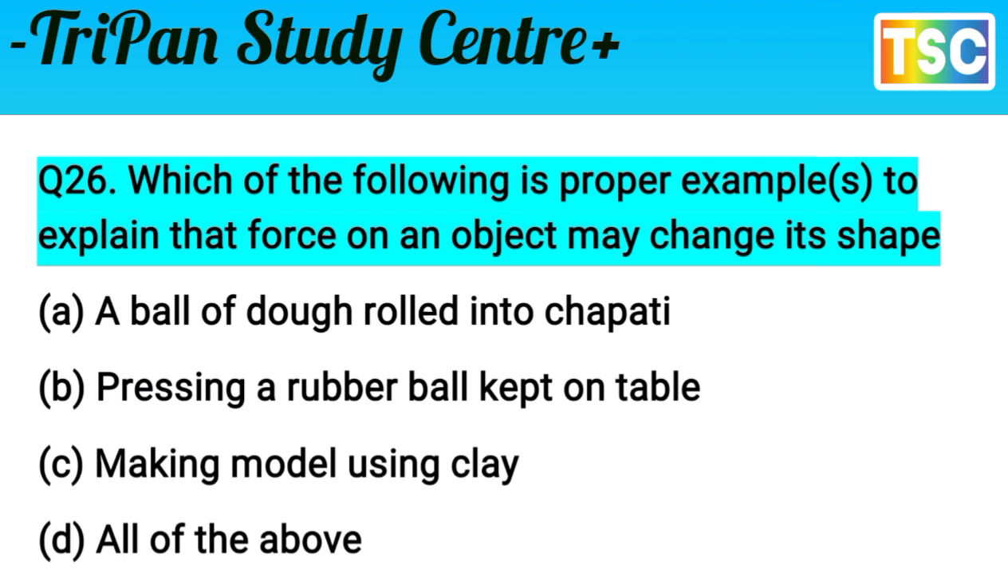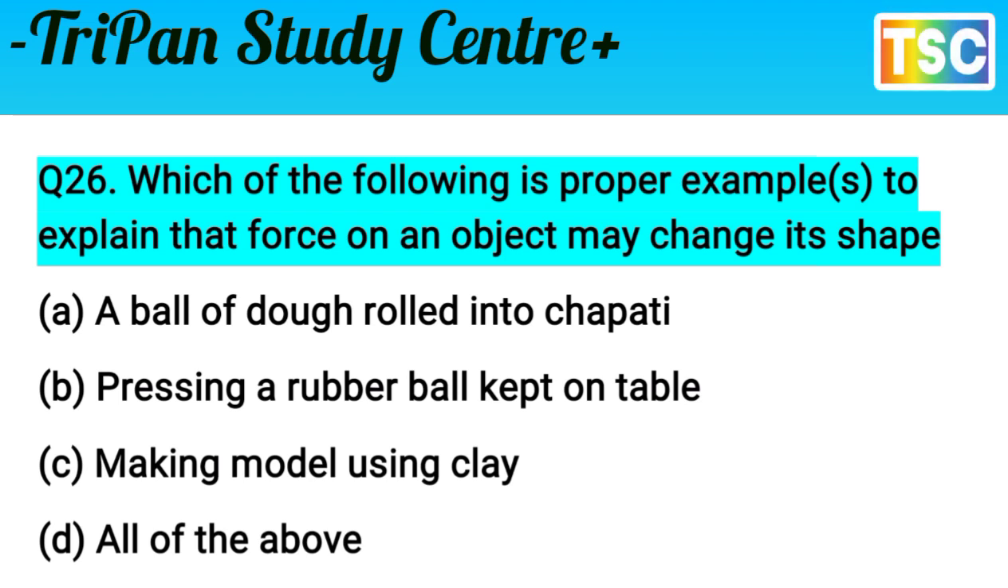First of all, choose the correct answer for this question. You must have a thought of your own answer. Let's see what the answer is. A ball of dough rolled into a chapati, that's correct. Rolling dough into a chapati means a change of shape. So option A is correct.